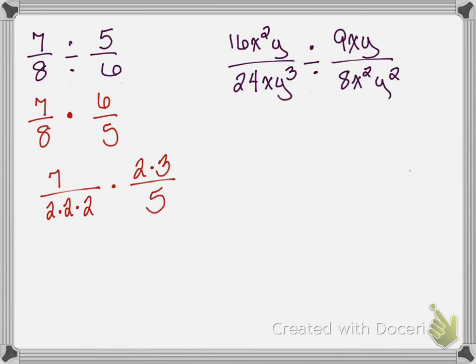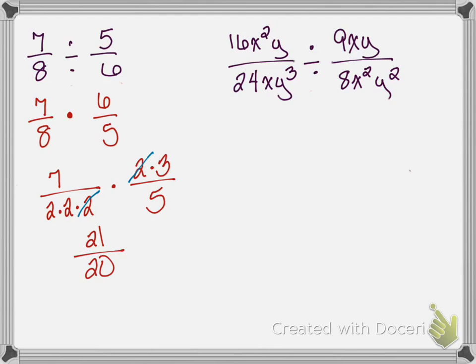Okay. If it's in the numerator and the denominator, I can cancel it. Is that it? That's all I can cancel? I guess it is. 7 times 3 is 21. What's 2 times 2 times 5? Do we leave it like this? Yes, we leave it as 21 over 20.